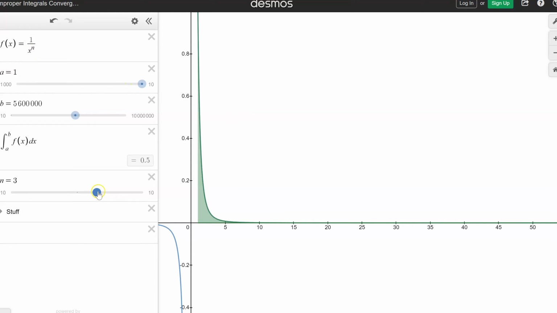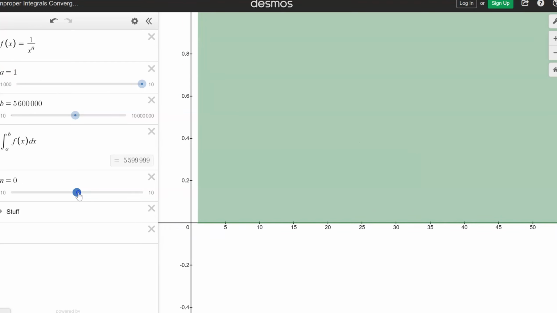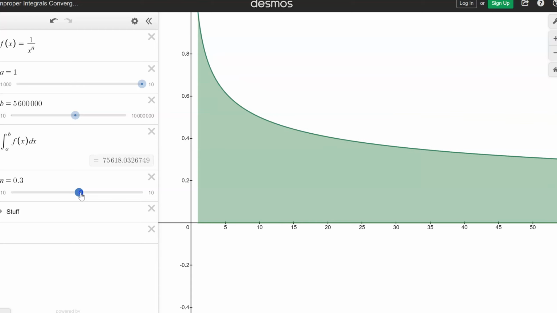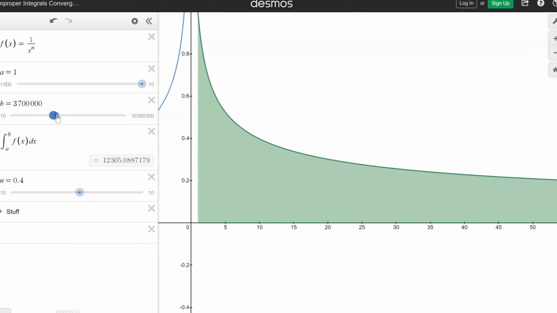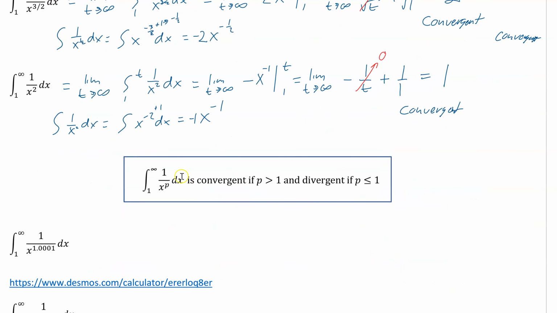So see, even if I make my n back down, like 0.3, look at that, it's really high, right? 0.5, there we go, 0.3. Watch, it's going to go really quick. See how fast it just keeps going off to infinity. It's getting big, big, big. So the link for that is here if you want to play with it. It's in the notes. But yeah, if p is less than 1, it diverges. P is greater than 1. So we end up with this.